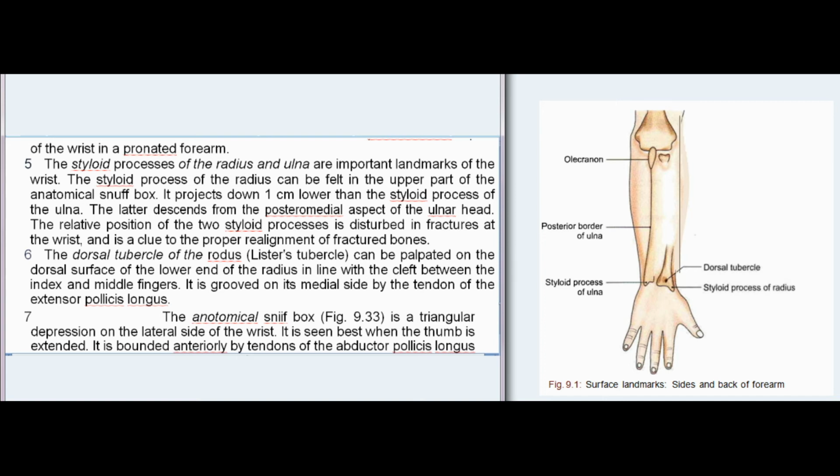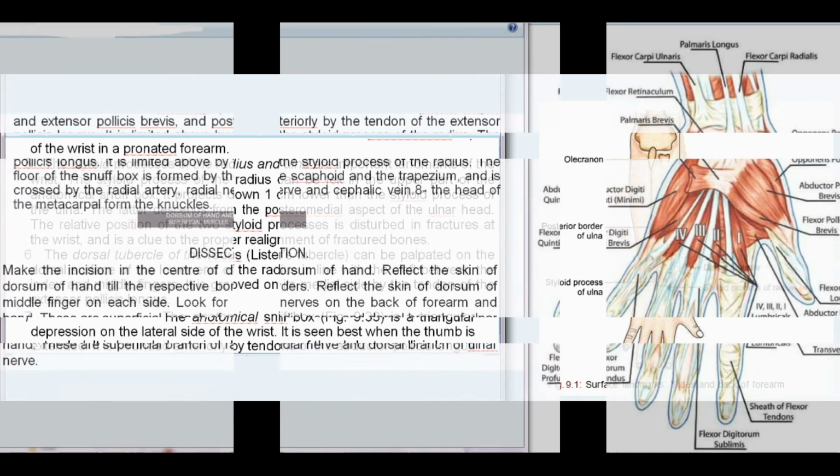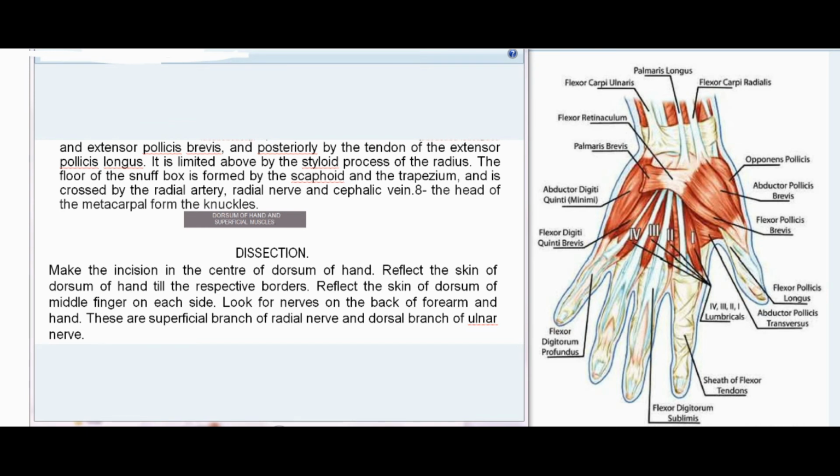6. The dorsal tubercle of the radius, Lister's tubercle, can be palpated on the dorsal surface of the lower end of the radius in line with the cleft between the index and middle fingers. It is grooved on its medial side by the tendon of the extensor pollicis longus. 7. The anatomical snuff box, Fig 9.33, is a triangular depression on the lateral side of the wrist. It is seen best when the thumb is extended. It is bounded anteriorly by tendons of the abductor pollicis longus and extensor pollicis brevis, and posteriorly by the tendon of the extensor pollicis longus.